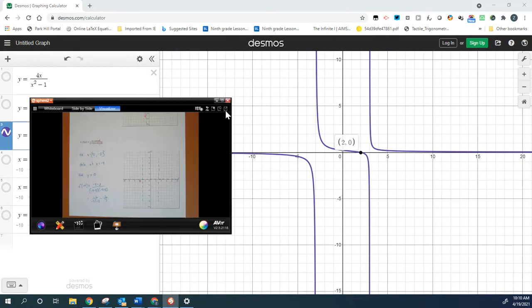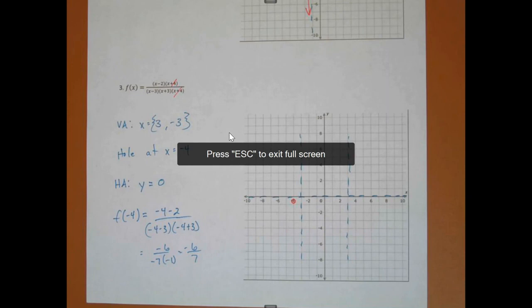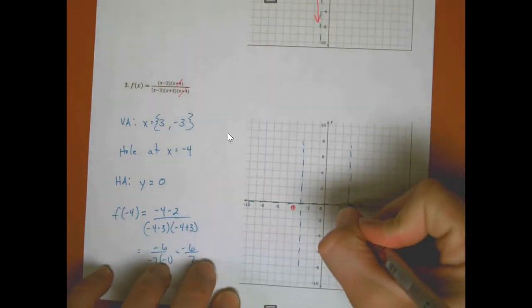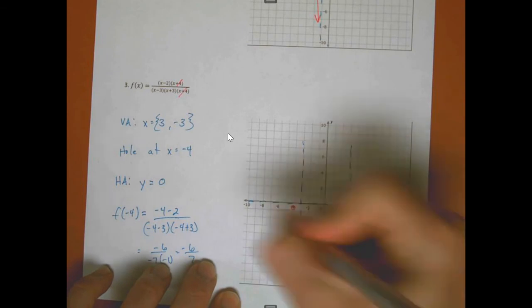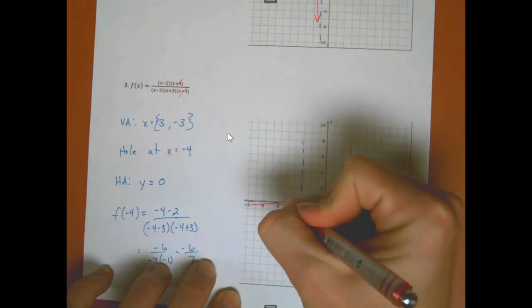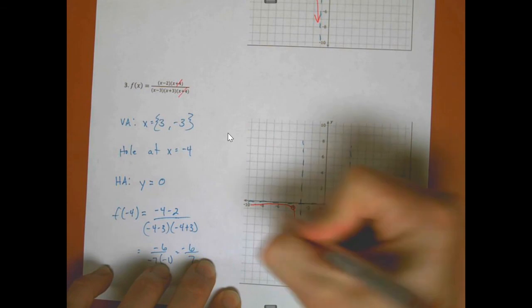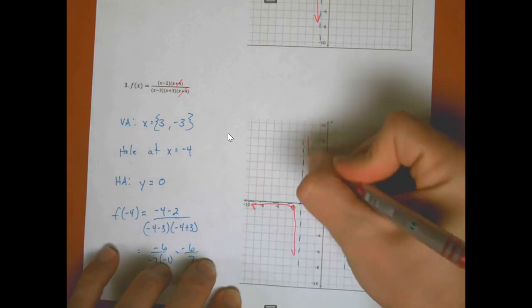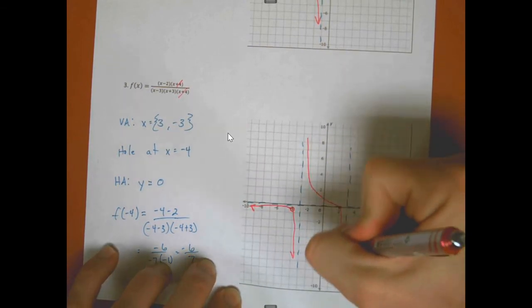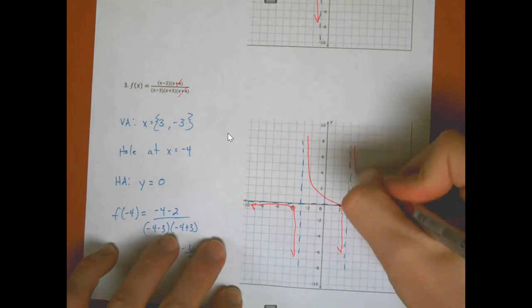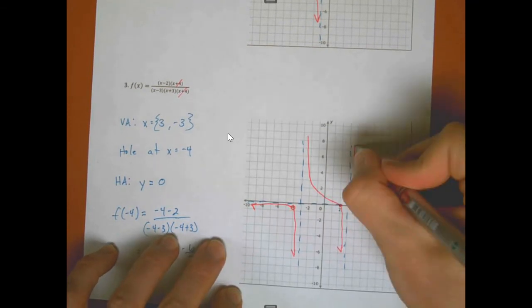So let's get that on the graph. So 2, 0. And then this guy looks like this. It goes through this hole. This comes down, comes through this point, looks something like this, and this looks like this.